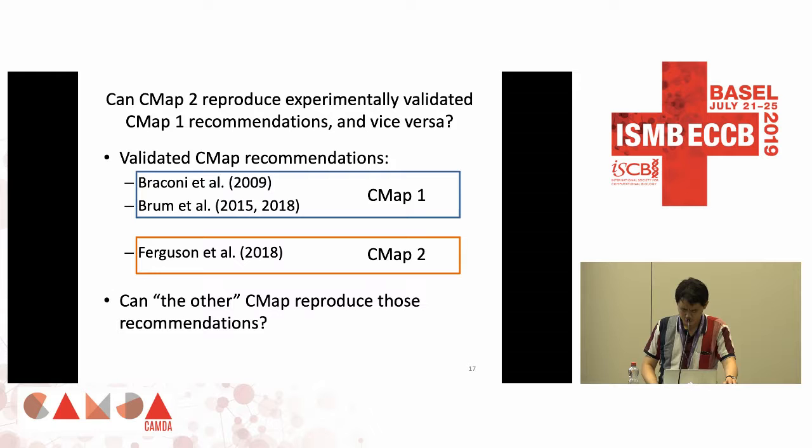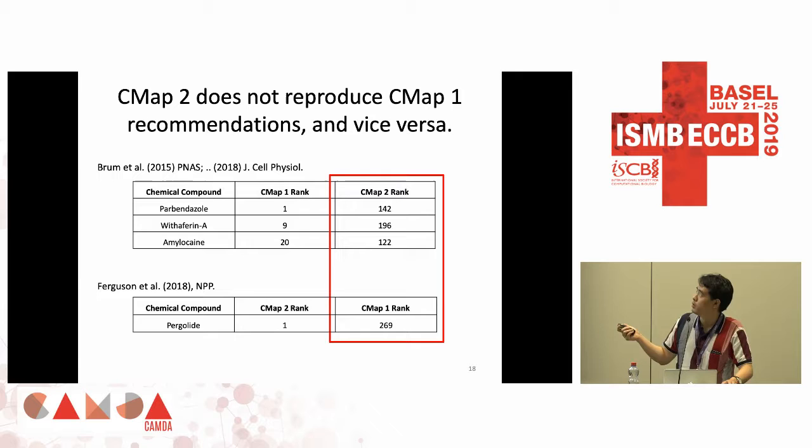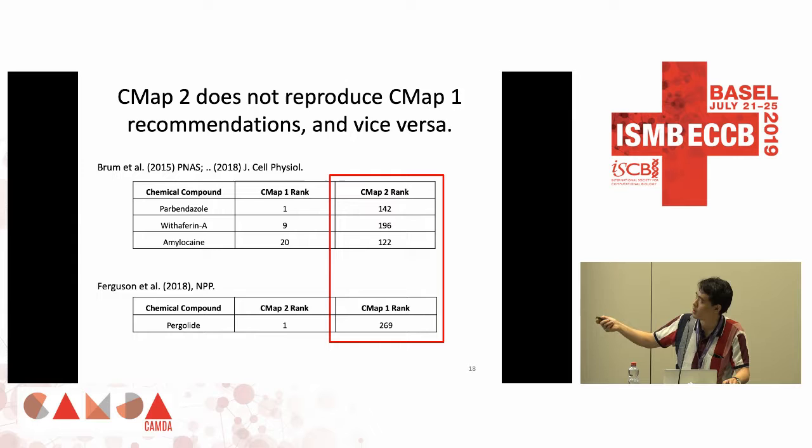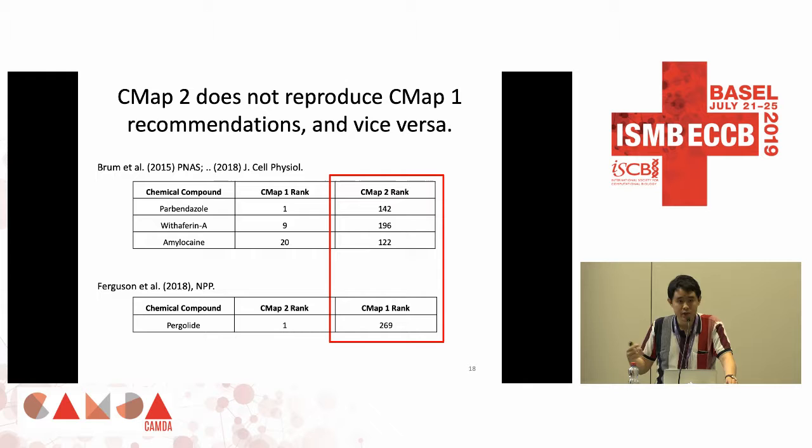From what we can see in this table, both CMAPs are unable to reproduce the results from the counterpart CMAP, especially for the validated drugs that I've listed here. Just as a reminder, the smaller the rank, the higher that compound is being recommended. In Brum et al., CMAP1 ranked these compounds in the top 20, but when we repeat the same experiment in CMAP2, they were ranked way beyond 100. Same thing for the reverse, when CMAP2 was used originally and CMAP1 is the test we perform using the Ferguson et al. signature. So while these results are anecdotal, they do establish that the recommendations between the two CMAPs can be mutually irreproducible.